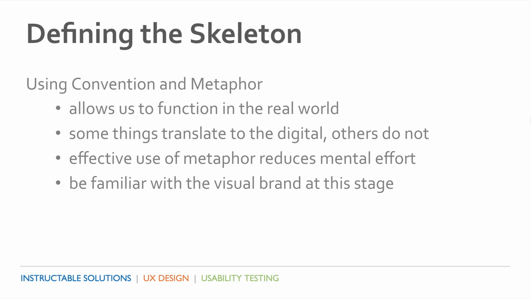Another tip while we get into defining the skeleton is to be familiar with the visual brand at this stage of the game. It's very important to understand what types of signifiers are already in a client's brand guide. What types of visual elements are there, so that we're not using something that is close or too far away from a client's brand guide.